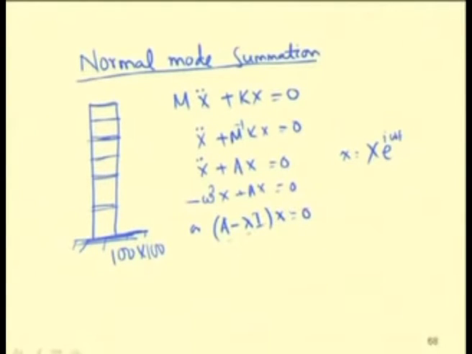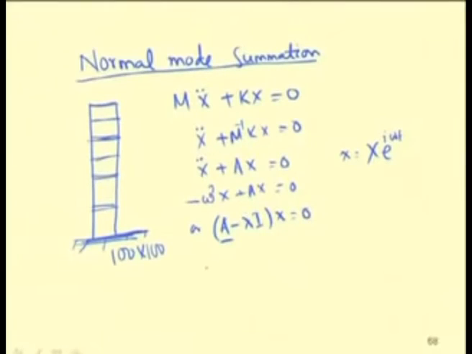Where lambda equals omega square. By finding the eigenvalues of the system, one can find the 100 natural frequencies of the system, but to find the response of the system, one may not require all these 100 modes. Only the first few modes may be useful for finding the response. So, to find the response, let us take only the first 3 modes.